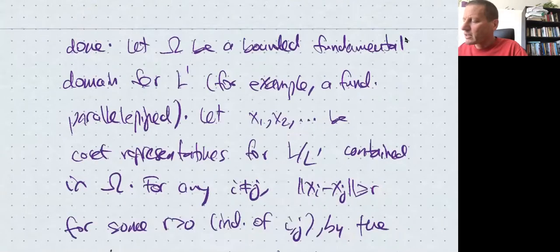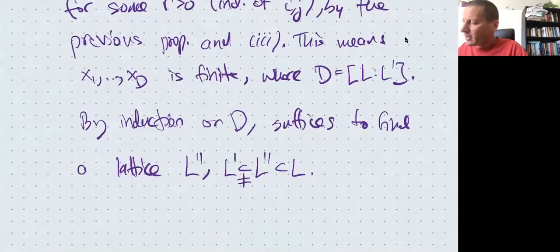If D is bigger than 1, then I'm going to replace this L prime by another lattice. D is the index of L prime inside L. I'm going to find another lattice, L double prime, that contains L prime properly. So the index of L over L double prime is strictly smaller than D, so that would mean that L prime has to equal L. So that's what I want to do by induction.